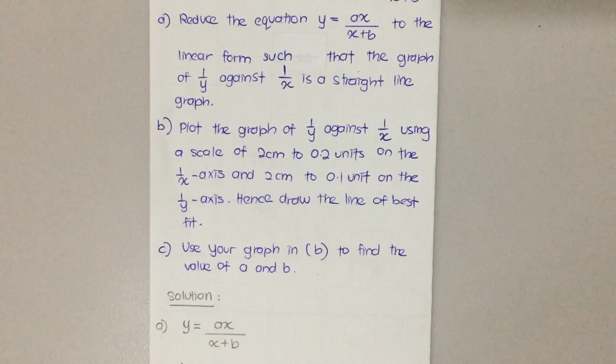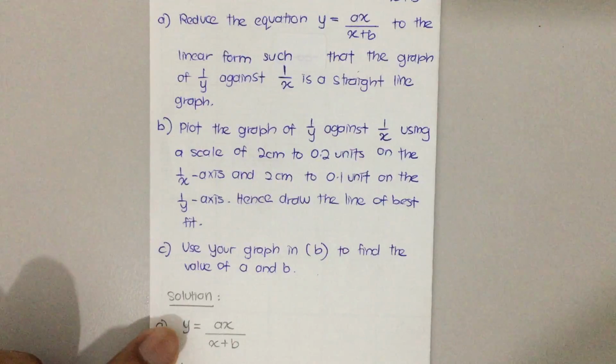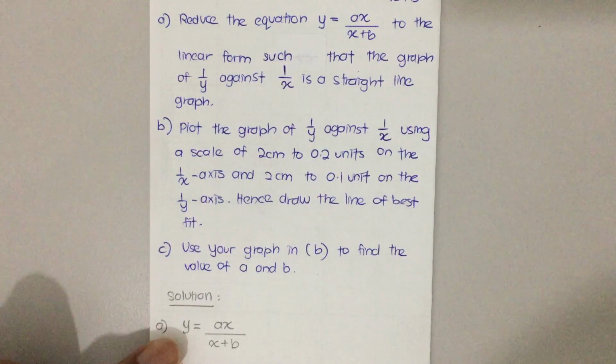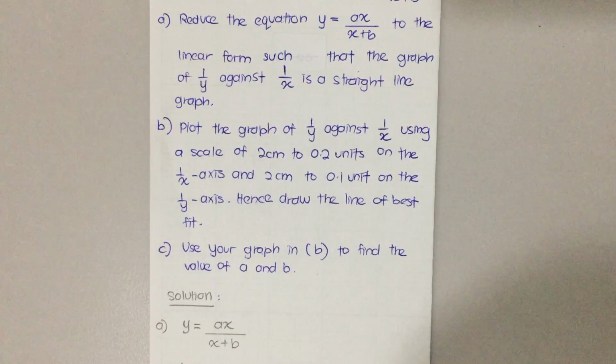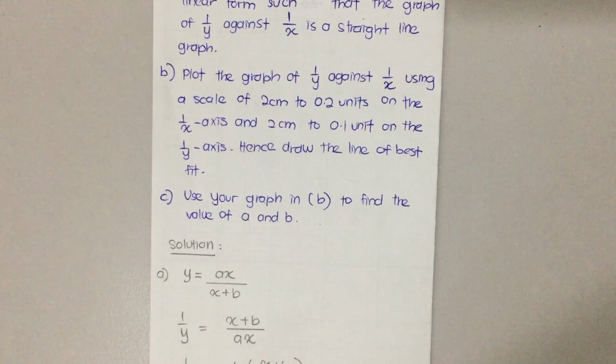For the first step, to solve a linear law equation we need to convert our non-linear equation to a linear equation. In this case, our non-linear equation is y equals ax divided by x plus b. So we need to convert this non-linear equation such that it satisfies 1 over y against 1 over x. This y function, we will invert to 1 over y. Let us take a look at the next step. From here you get 1 over y equals x plus b divided by ax.